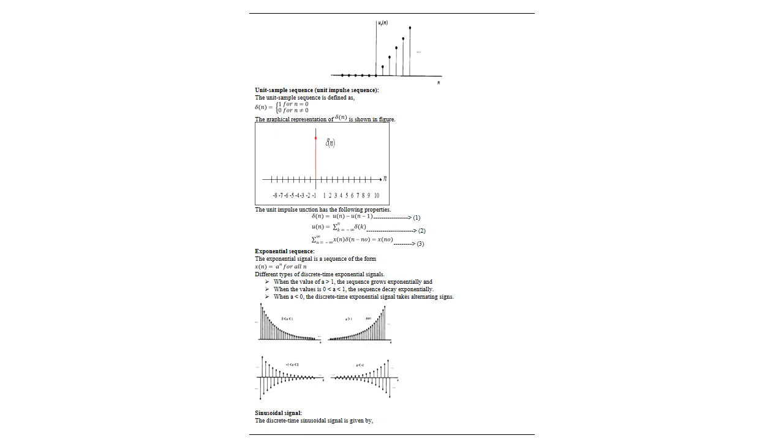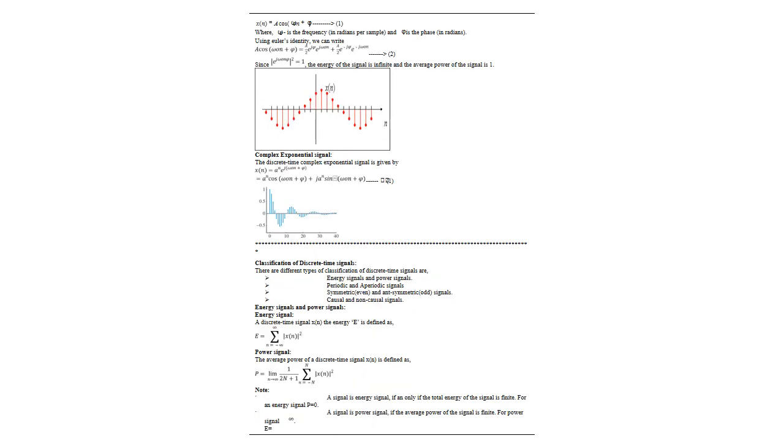Okay, sinusoidal signal. The discrete time sinusoidal signal is given by x of n is equal to A cos of omega n plus phi, where omega is the frequency and phi is the phase. Using Euler's identity, we can write A cos of omega naught n plus phi is equal to A by 2 e to the power of j phi e to the power of j omega naught n plus A by 2 e to the power of minus j phi e to the power of minus j omega naught n. Since the modulus of e power j omega naught n plus phi, the whole square, is equal to 1, that means the average power of the signal will be 1.